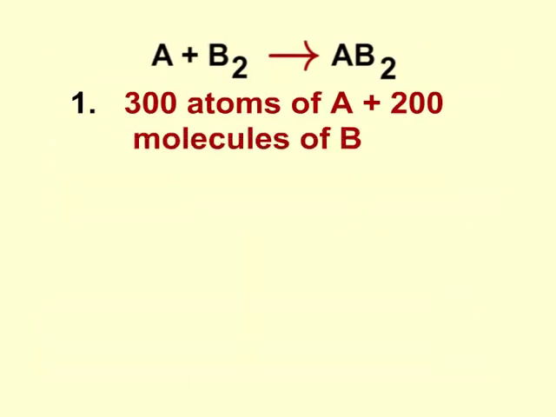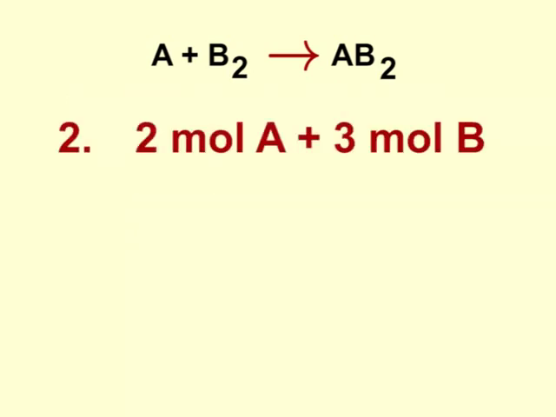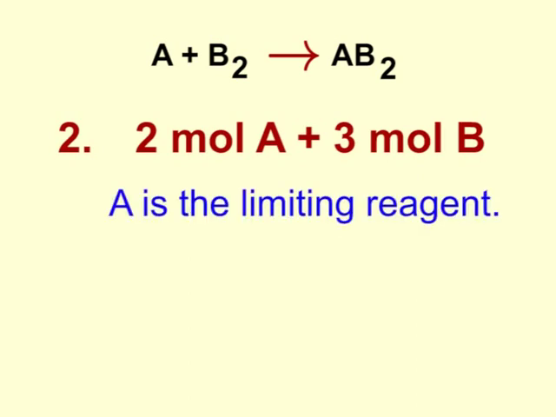First, according to the given chemical reaction, one atom of A reacts with one molecule of B. So, 200 molecules of B will react with 200 atoms of A and 100 atoms of A will be left unreacted. Hence, B is the limiting reagent while A is the reagent in excess. 2. According to the given reaction, 1 mole of A reacts with 1 mole of B. So, 2 moles of A will react with 2 moles of B. Hence, A is the limiting reagent.